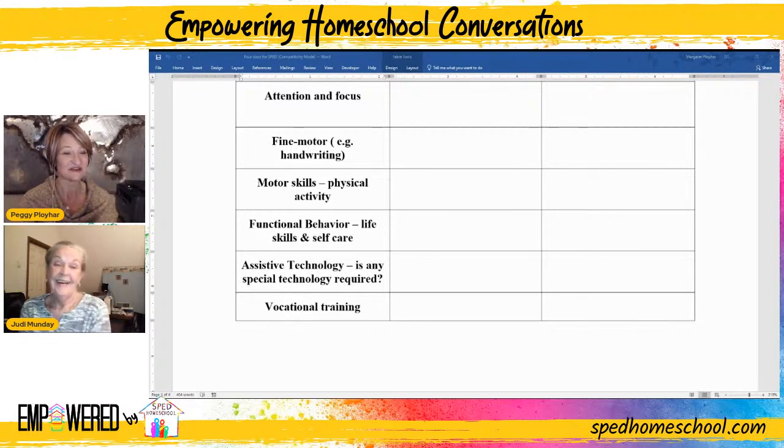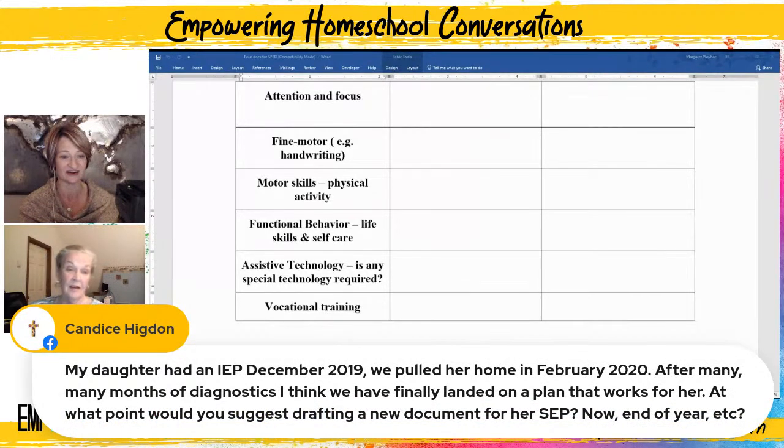Exactly. So we have one question before we get started back on this. Candace asks, my daughter has an IEP from December of 2019. When we pulled her home in February 2020, after many months of diagnostics, I think we finally landed on a plan that works for her. At what point do you suggest drafting a new document for her SEP? Now, the end of year, or beginning of next year? I don't know. She just put a question mark.